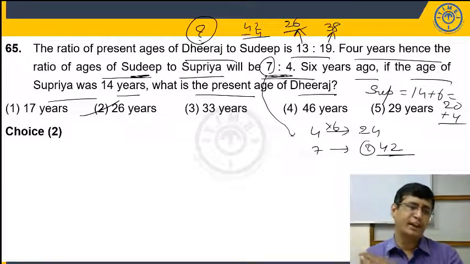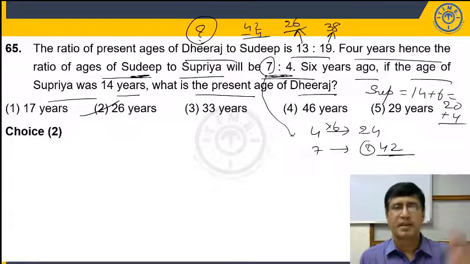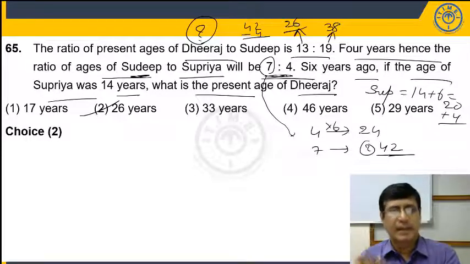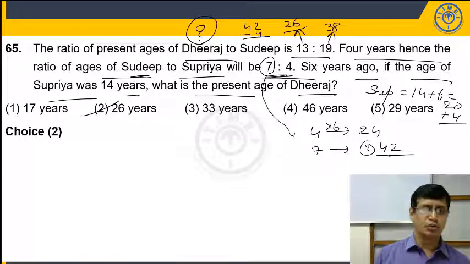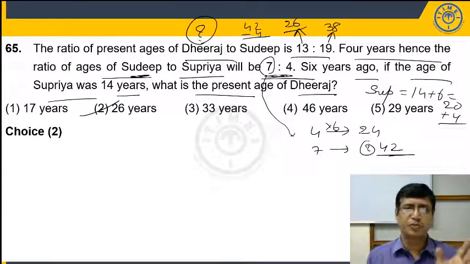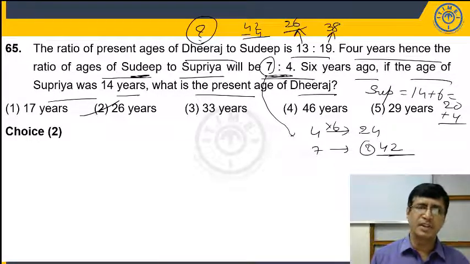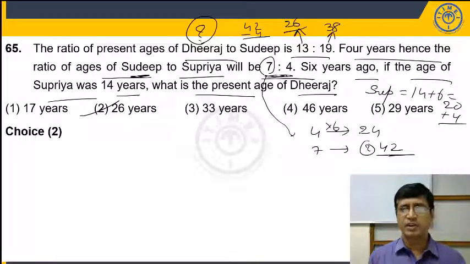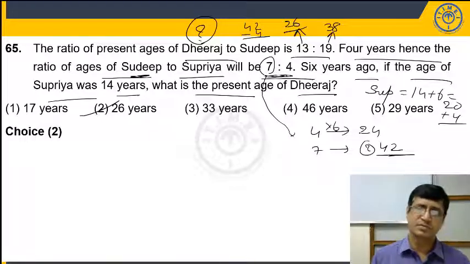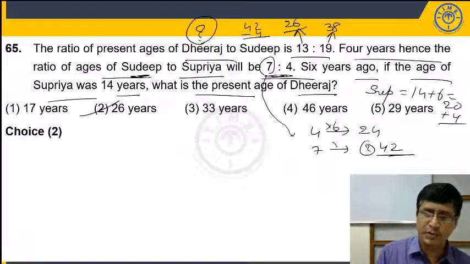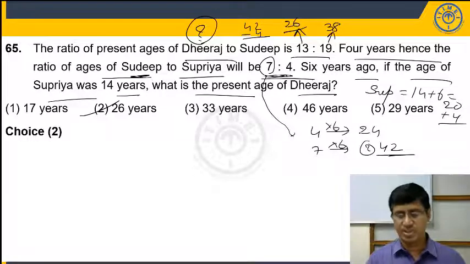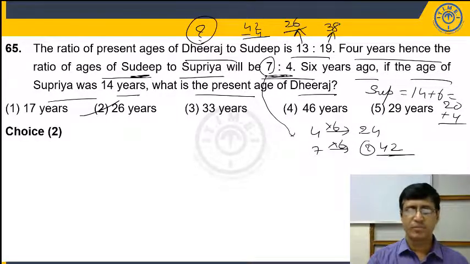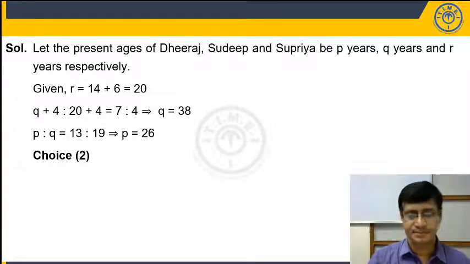Okay, just by doing the calculation in reverse order, from the back to the beginning. So Supriya, 6 years ago, 14 years, means present, she is how many years old? 20. The 20 is the present. Now 4 years hence is 24. 24 is equal to 4 parts. 7 is equal to how much? It is 42. By using this value, you can find Dheeraj.